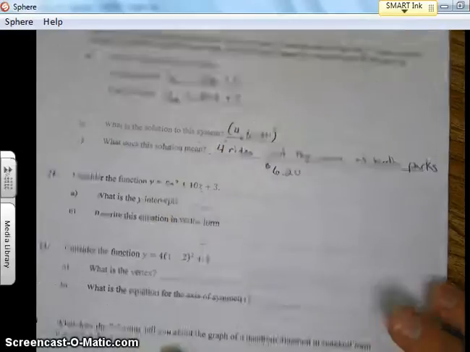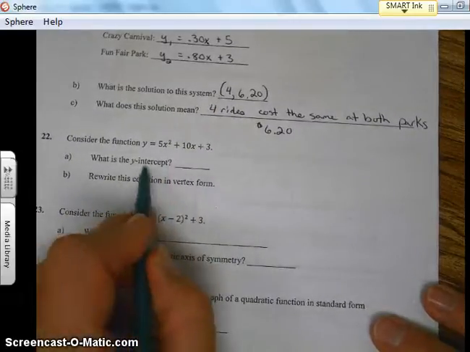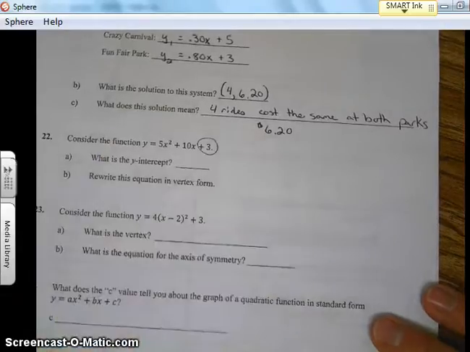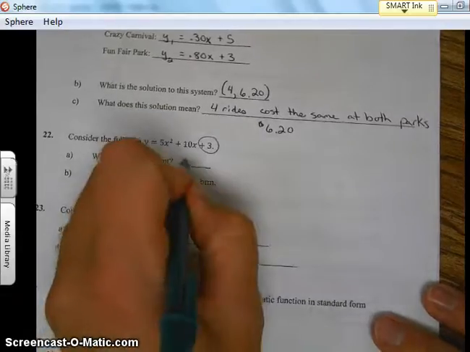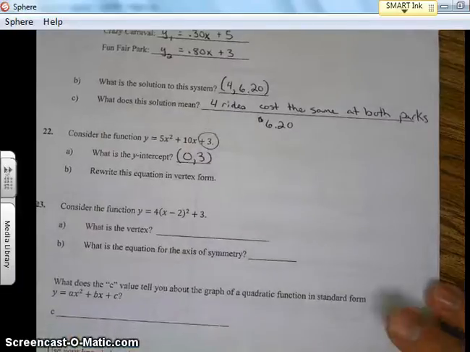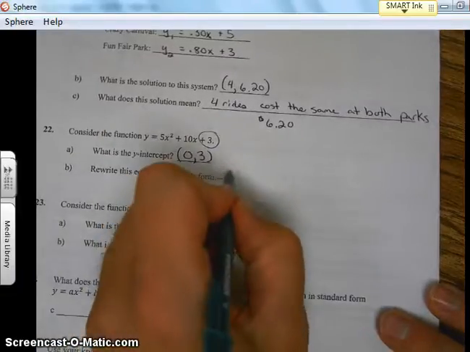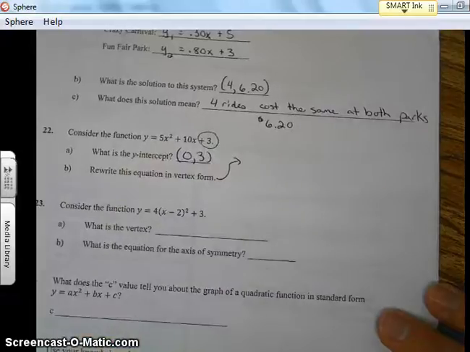Okay, consider this function. We have a quadratic. It says, what is the y-intercept? That's going to be our c value. So our y-intercept is 0, 3. Rewrite this equation in vertex form. Awesome. We get to complete the square.